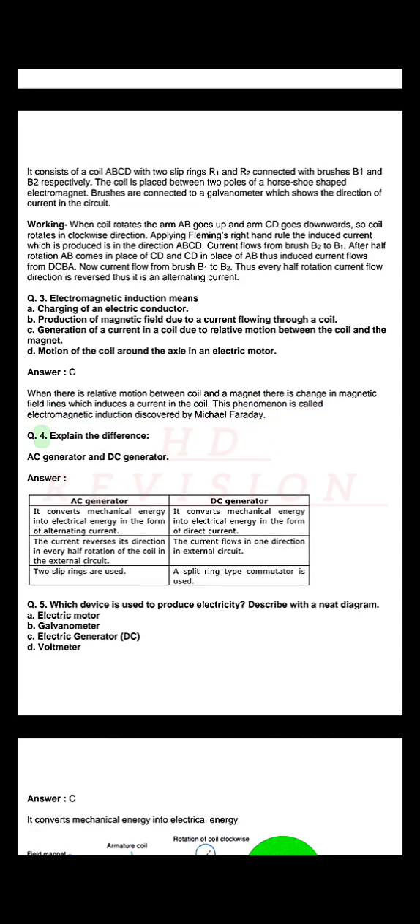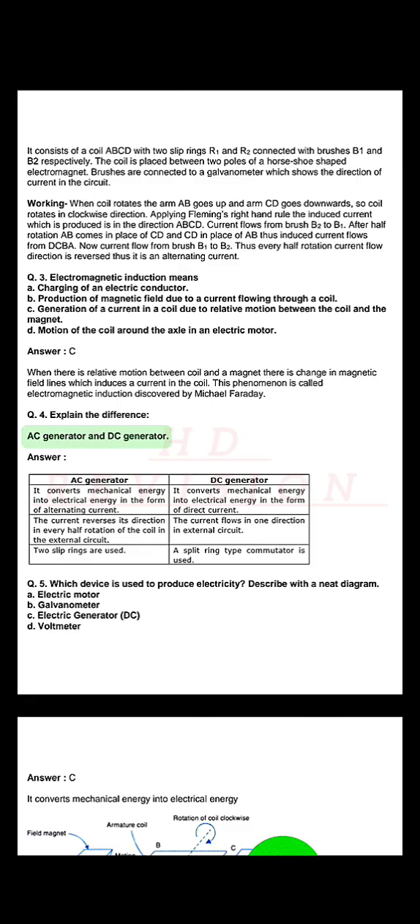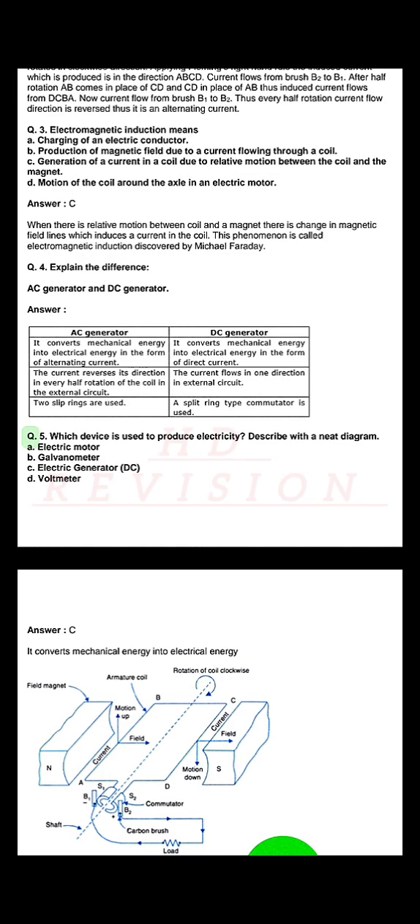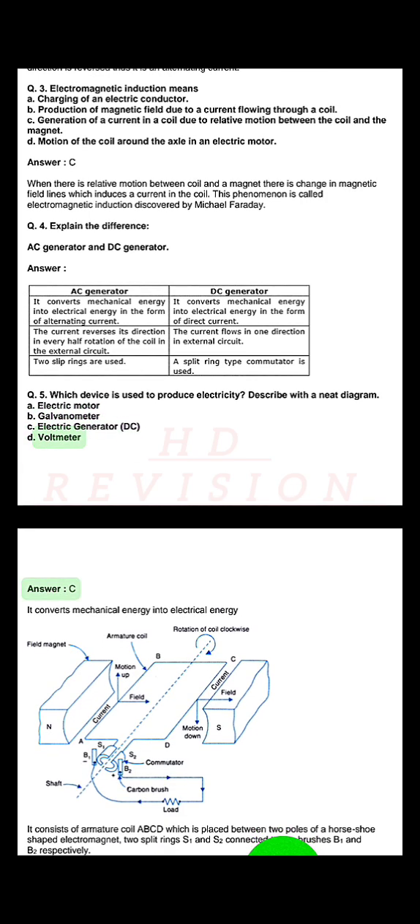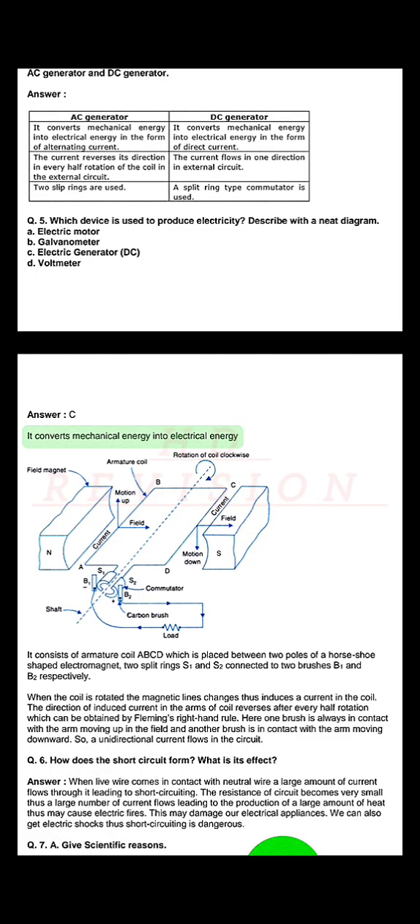Q. 4. Explain the difference between AC generator and DC generator. Answer. Q. 5. Which device is used to produce electricity? Describe with a neat diagram. A. Electric motor. B. Galvanometer. C. Electric generator. D. Voltmeter. Answer. C. It converts mechanical energy into electrical energy.